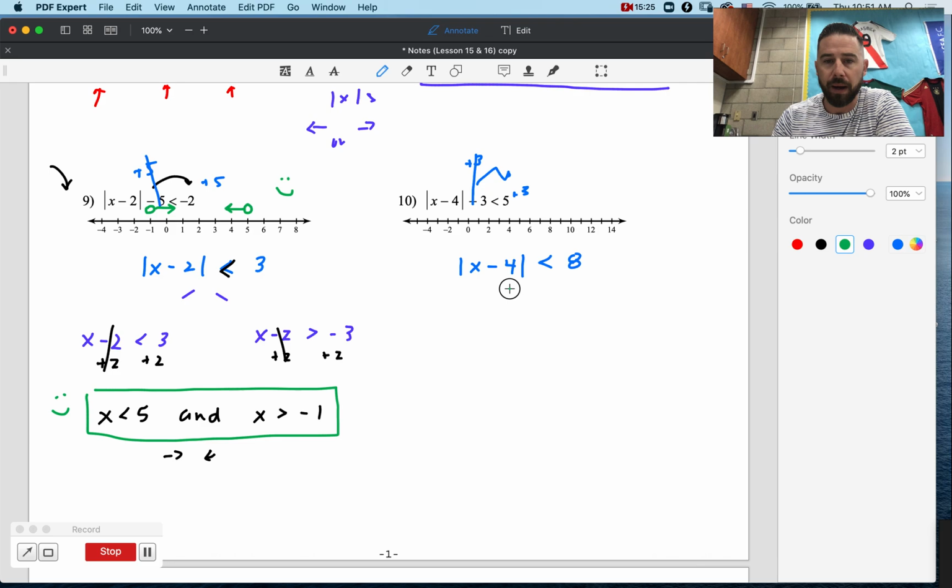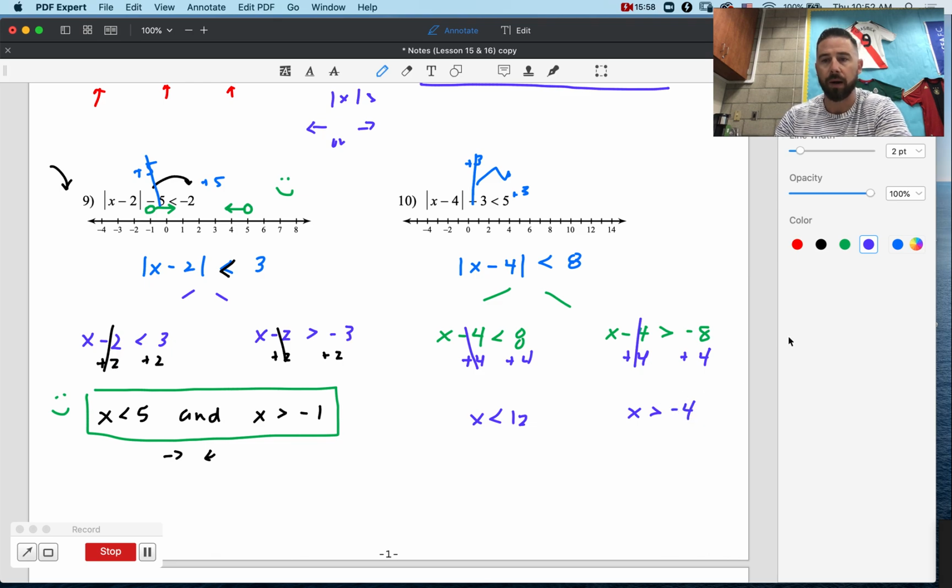Now the absolute value is by himself, so we can split them up. We'll say x minus 4, that sign, 8. Okay, and we'll say x minus 4, flip the sign, negative 8. Okay, add 4 to both sides, gone. Add 4 to both sides, gone. And we have x, this sign, 12. And then we've got x, this sign, negative 4.